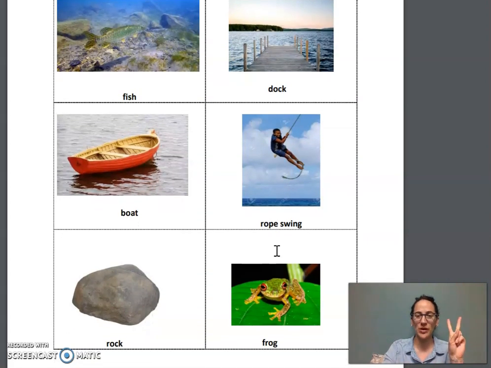We have two more words. What is this? In English, I say rock. Please repeat. Rock. Good. Now look at this animal. What is it? In English, I say frog. Repeat after me. Frog. Good. Now we're going to say them together. Fish, dock, boat, rope swing, rock, frog. Excellent. Let's find these words in our book.